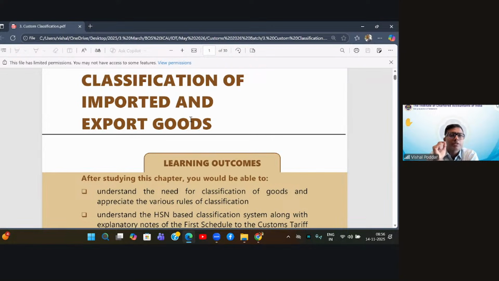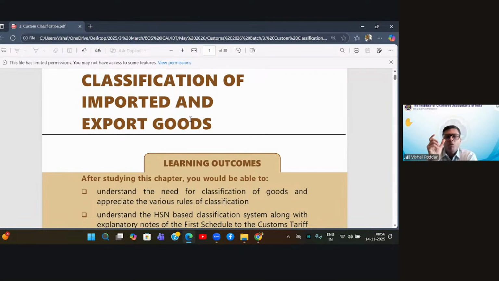So important is that this standardization has brought a new challenge: if I'm exporting or importing some goods, and I want to find out in which chapter my goods are falling, so that I can decide the correct HSN code, which I can use in all my import export documents. And I can decide the correct rate of duty, if there is any preferential rate, if there is any exemption, any other special benefits. All things are now linked with the HSN code.